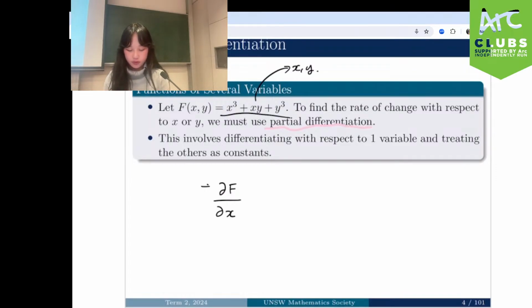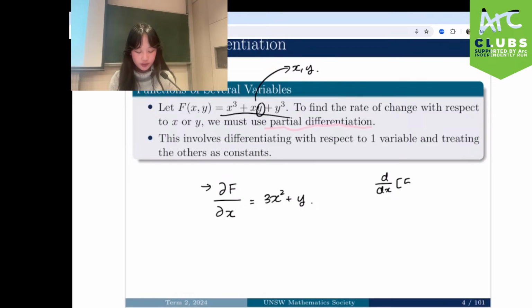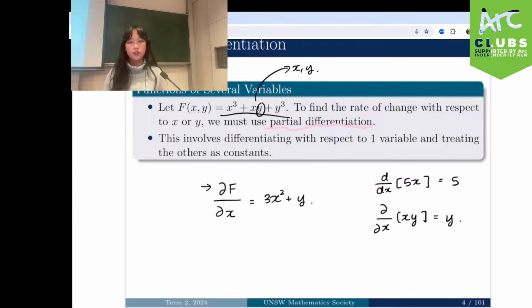Like you see, we use the delta symbol to mean partial differentiation. And this will give us 3x squared plus y. Why is that? Because we are treating y like a constant here. So for example, if we were taking the derivative of 5x, what would we get? We would get 5, right? Similarly to how if we take the partial derivative of xy, what would we get? We would get y, because we're treating it like a constant.